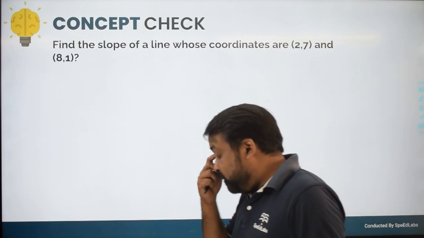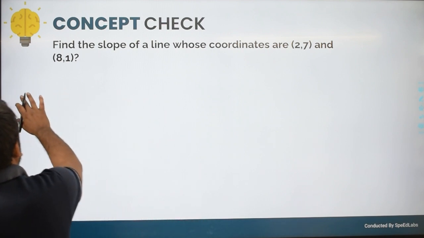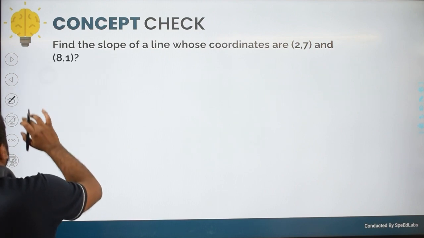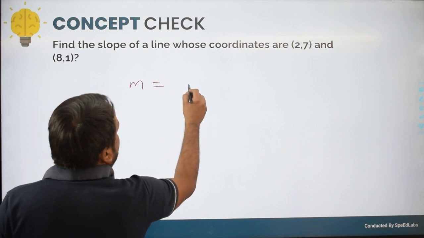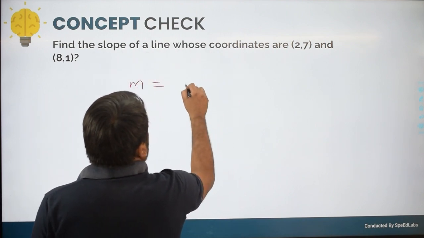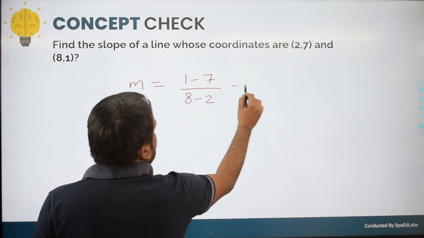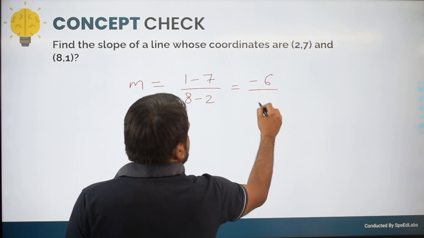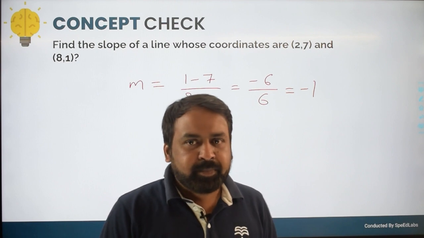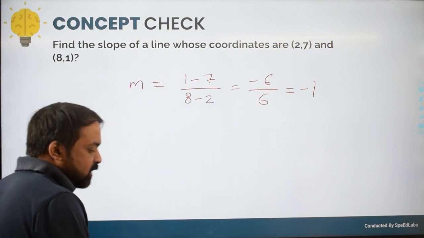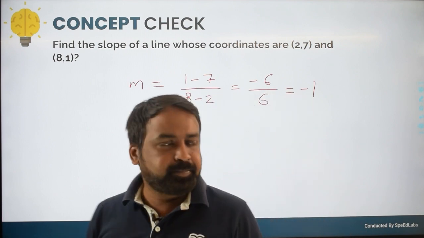Now next, let's move on to the question. Find the slope of a line whose coordinates are (2, 7) and (8, 1). So we have to find the slope. Slope will be y2 minus y1, that means 1 minus 7, upon x2 minus x1, that means 8 minus 2. So that means minus 6 upon 6, so we can say that minus 1 is the slope, that means a negative slope. By applying the formula y2 minus y1 upon x2 minus x1, we can find out the slope if two coordinates are given to us.